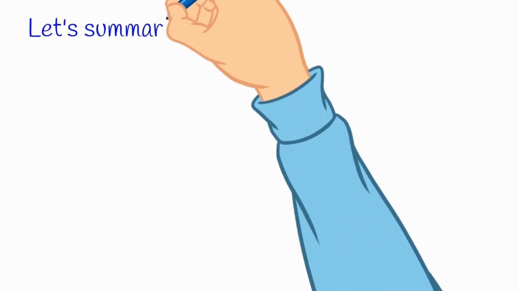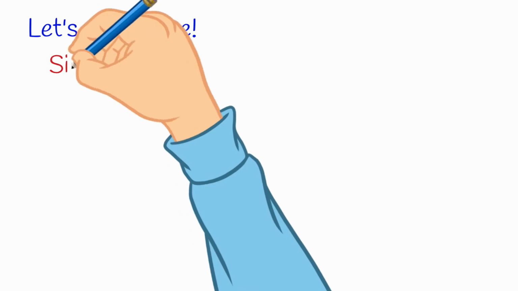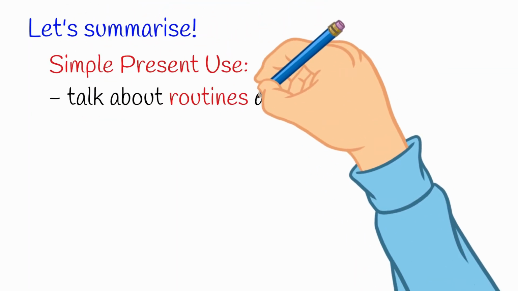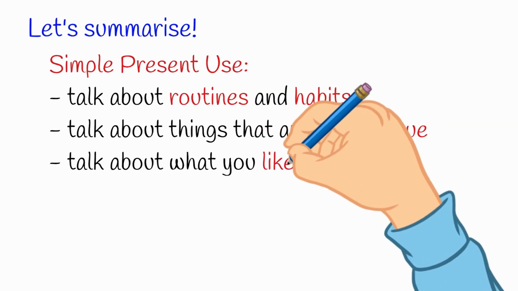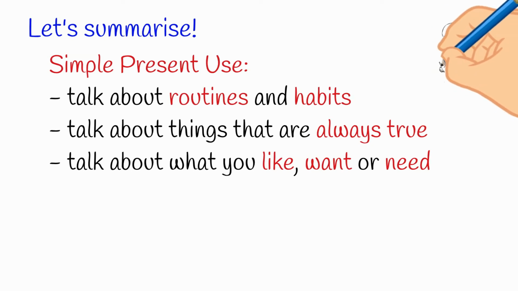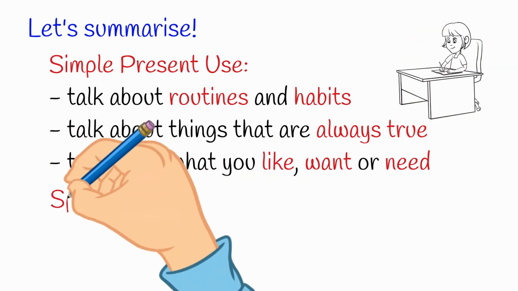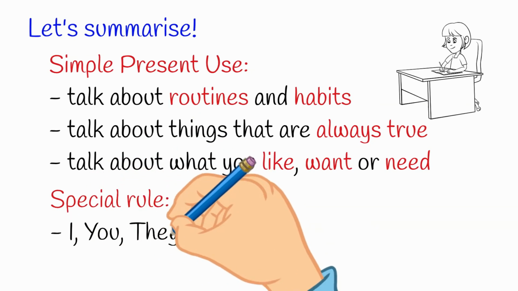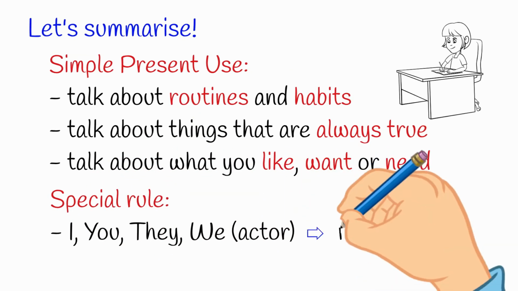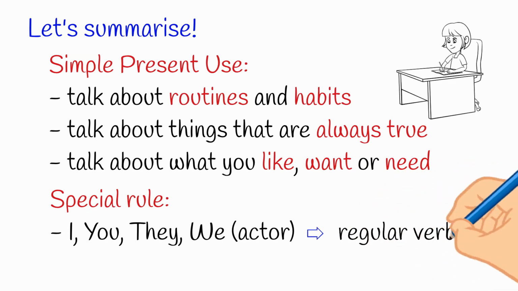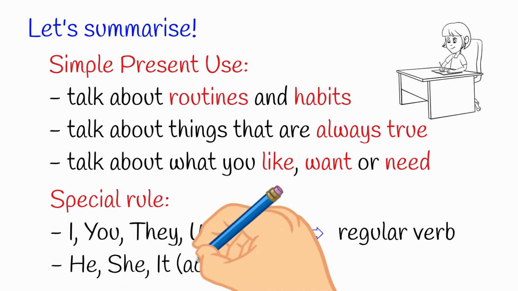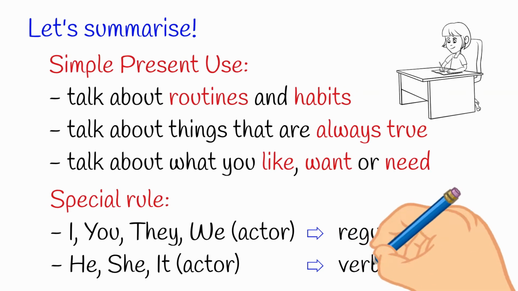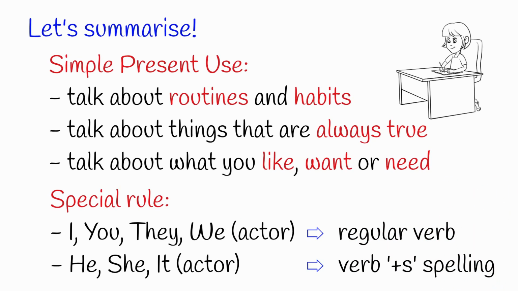Let's summarize the important points. We use simple present tense to talk about routines and habits, to talk about things that are always true, and to talk about what you like, want, or need. But simple present tense also has a special rule. For I, you, they, and we actors, we use the regular verb with no s. And for he, she, and it actors, we use the verb's s spelling. These 2 points are the most basic rules when it comes to making simple present tense in English.